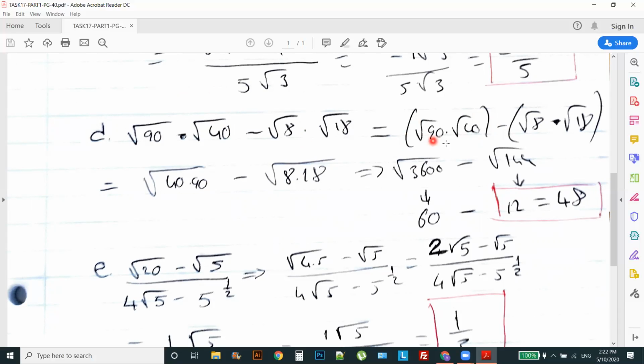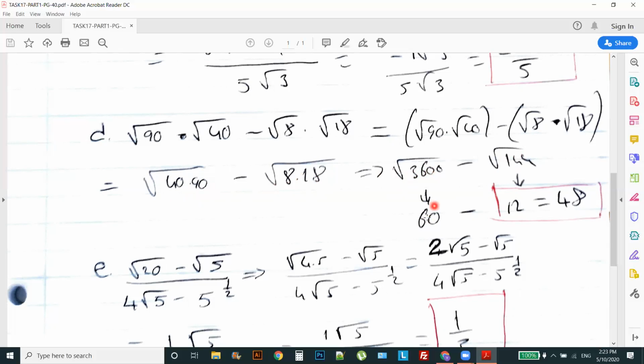Guys, the separate roots can be written under the same root. So root 90 and root 40, I will just write them under the same root. So it's going to be 40 times 90, right? And then root 8 times root 18 also, I'll write them under the same root. So it's going to be 8 times 18. 40 times 90, still inside the root, is 3,600, minus 8 times 18, which is 144 inside the root.